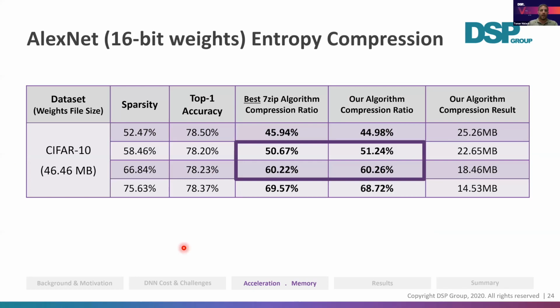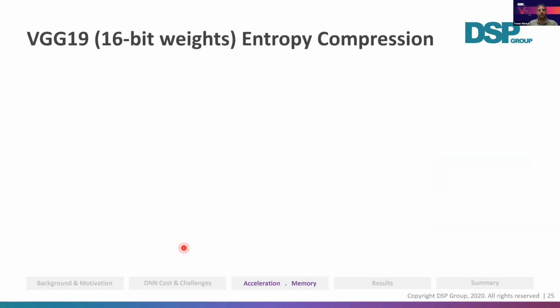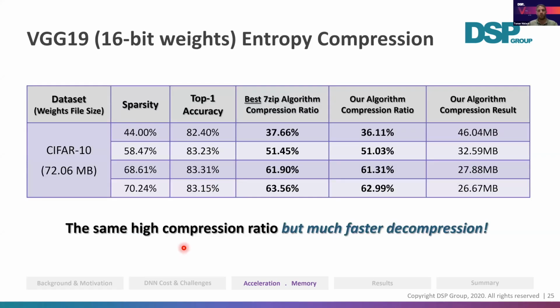Again, this decompression method is much faster than the 7-zip best algorithm. We repeated the experiment also with VGG 19 and got the same result. Again, a minor gap between our algorithm and the 7-zip algorithm, but with much faster decoding time.